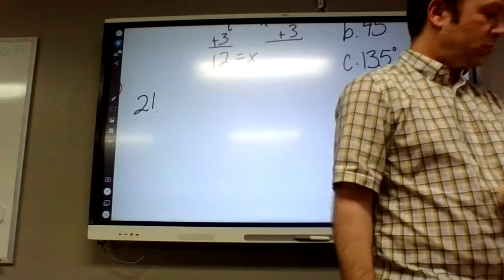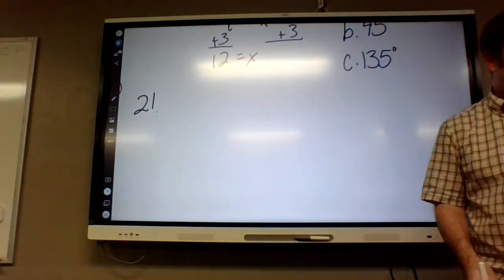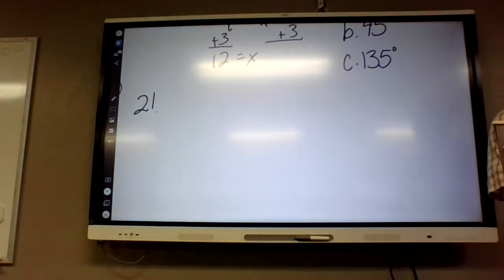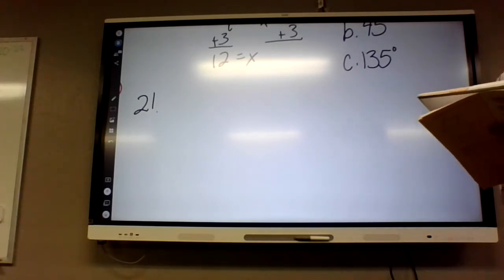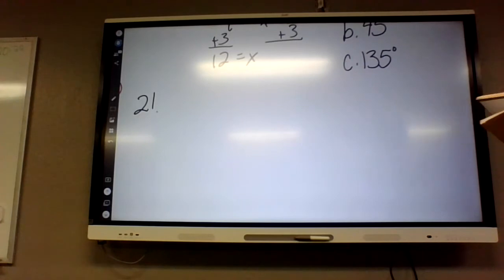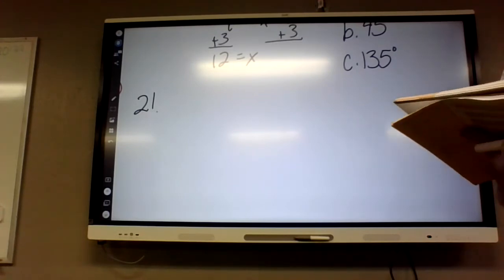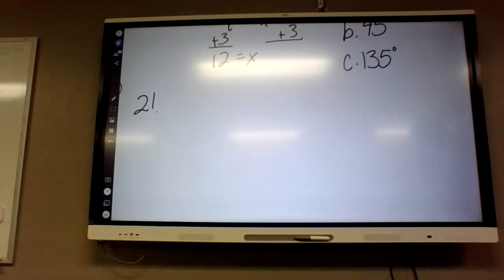Okay, 21. Actually, let's look at 20 for a second. 20 says angle 2 and angle 3. What do we know about those two angles? Supplementary. Right, which means what? Equals 180. They add up to 180. That's the definition of supplementary. So 20 is different than 19. You have to do that plus that equals 180, not equal to each other.